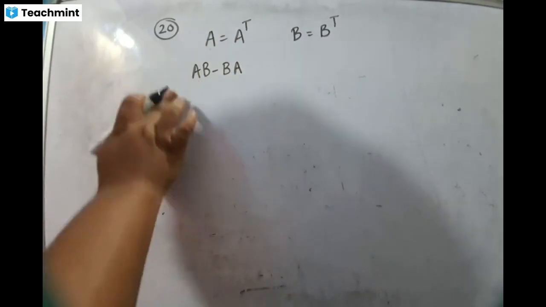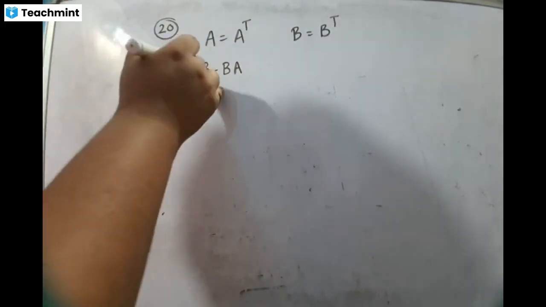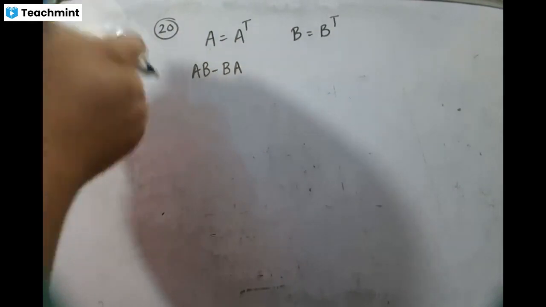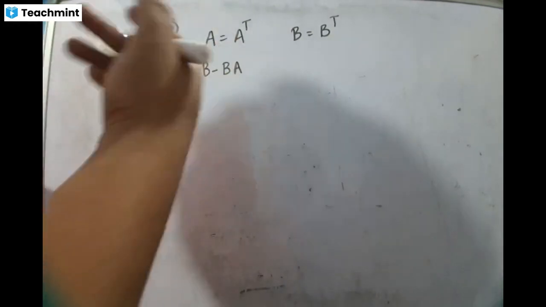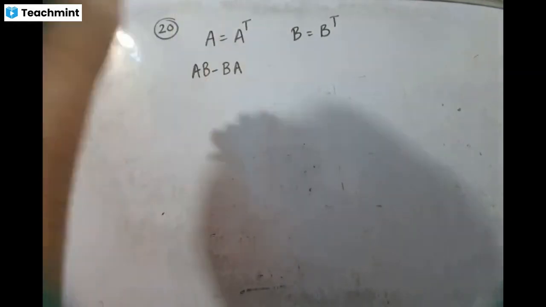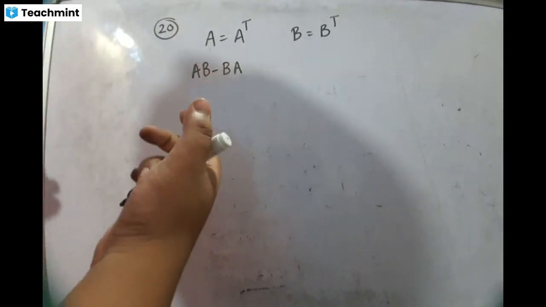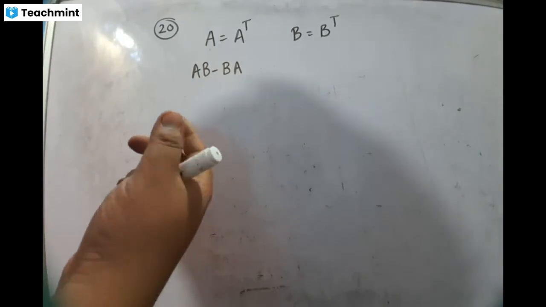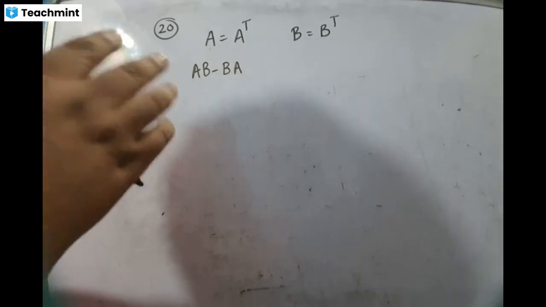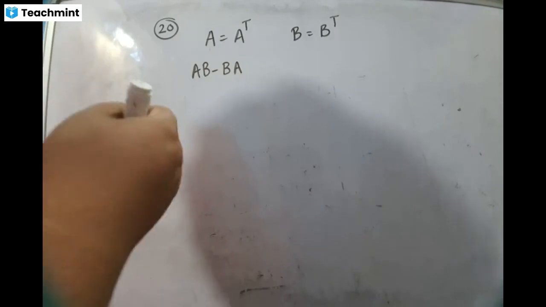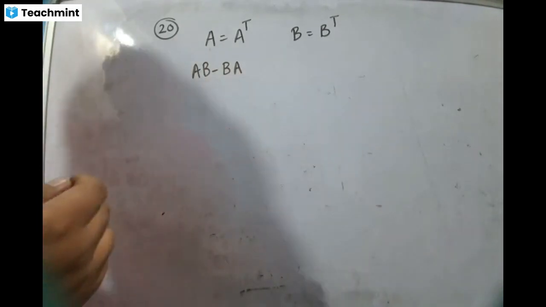Now to check whether the matrix is symmetric or skew symmetric, the options are symmetric, skew symmetric, zero matrix, or identity. It can't be a zero matrix because we don't know what A is and we don't know what B is. For it to be zero, everything has to be zero. And identity is [[1,0],[0,1]]. So options C and D are not applicable here. It's either option 1 or option 2.